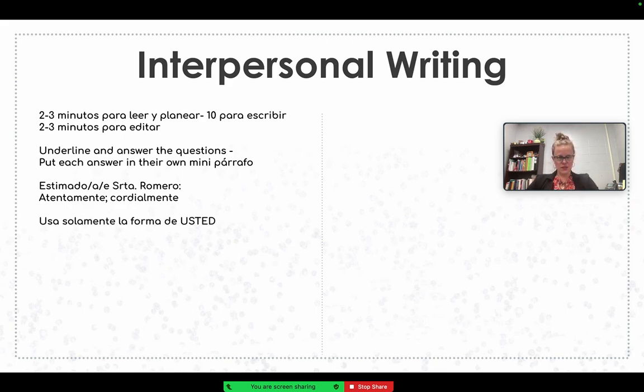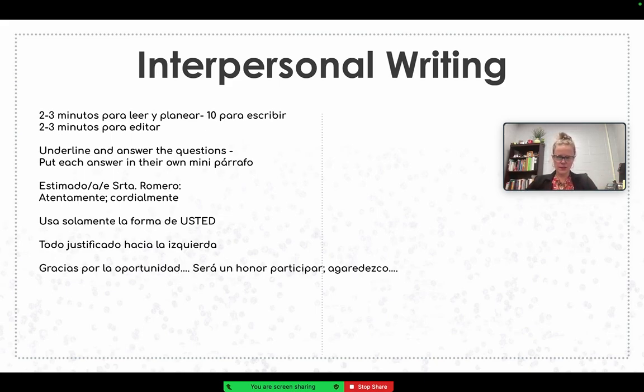Okay, this all needs to be in the usted form, so something you can do at the end of it is just to take off the S's on your verbs and make sure you didn't use the tú form at any point. Everything is left justified. In English, we hit the indent or the tab button. In Spanish, everything is to the left margin. Okay, so know that as you're writing it.